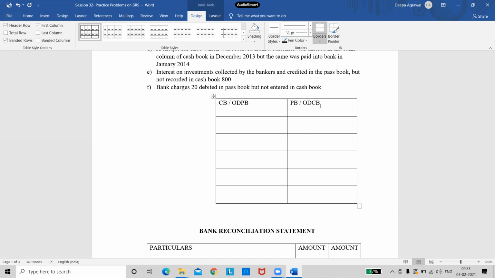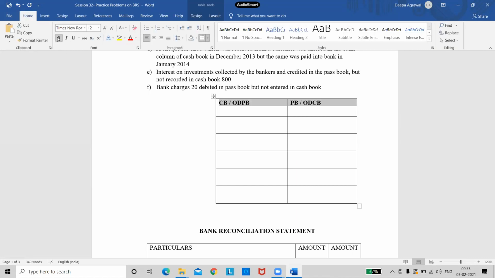Now what does this mean? Overdraft of cash book. Yes, so this means passbook or overdraft as per cash book. We know the normal balance as per passbook or OD balance as per cash book, both will show a credit balance, right? So we will first club these two here.